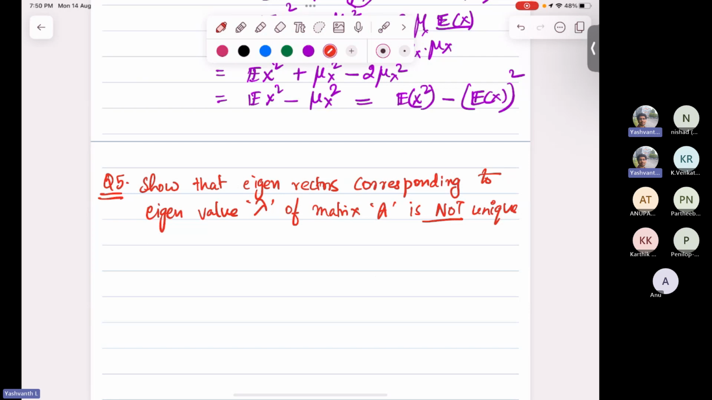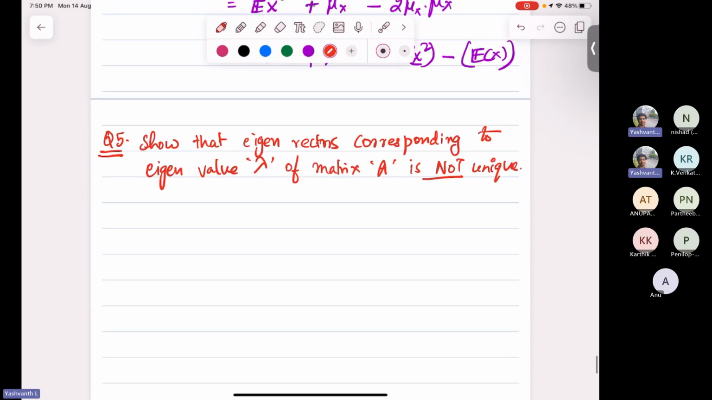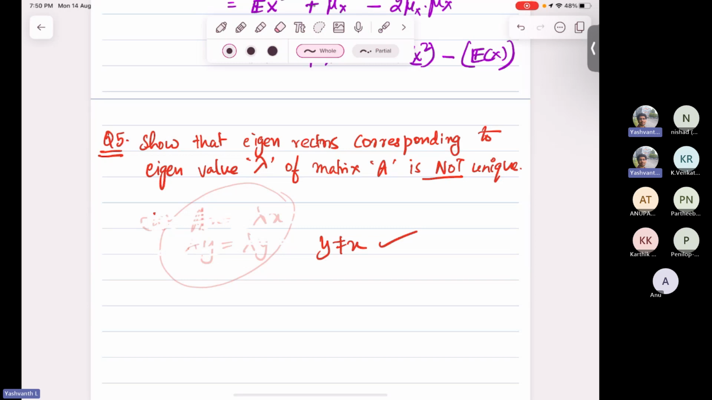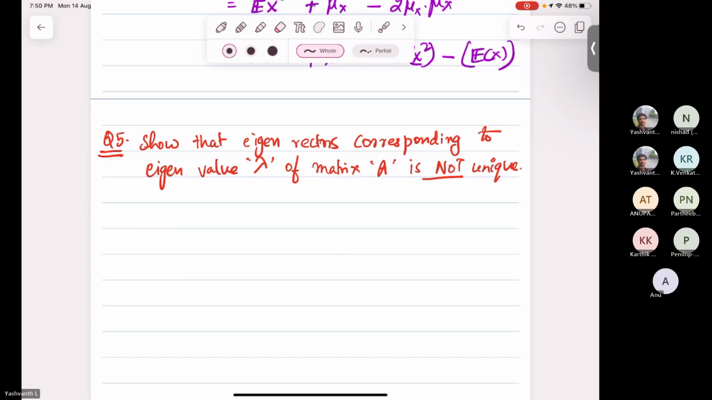That is what I'm saying: if Ax equal to lambda x, there can always exist another y such that Ay equal to lambda y, with y not equal to x. You can always find such y such that x is not equal to y and still both are satisfied. That is what I'm trying to ask. It's very simple. What it says is eigenvectors corresponding to any given eigenvalue are not at all unique. You can find many eigenvectors. The solution is very simple.